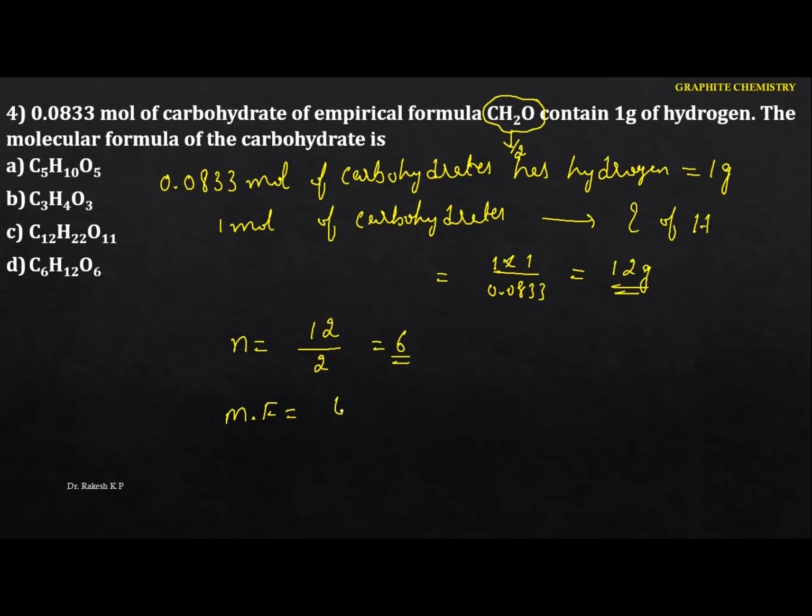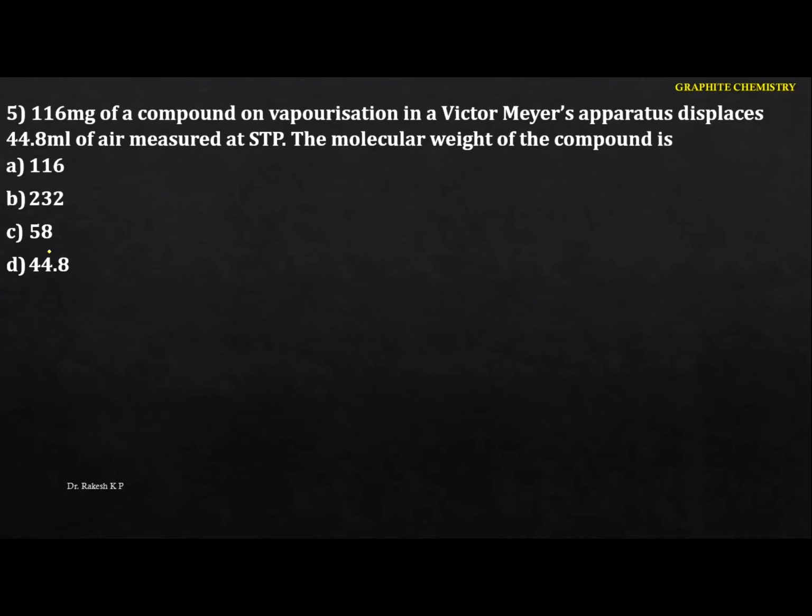Next, we calculate the molecular formula. We know that molecular formula is equal to empirical formula into n. The empirical formula given here is CH2O, and multiplying by 6 we get C6H12O6. So finally we got the answer. In this case the option is D. Okay, next question, see the next question here.